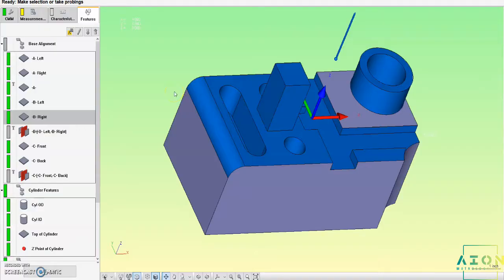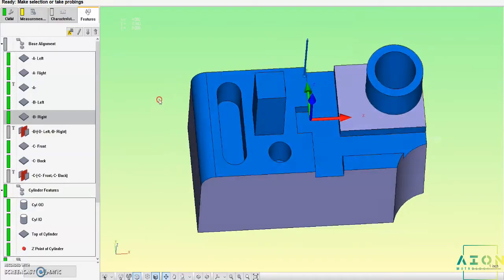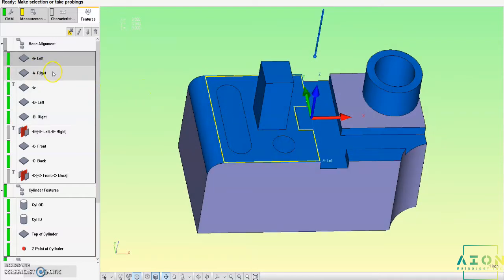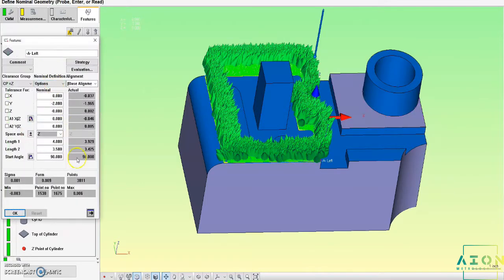Here in Calypso, we have the CAD model for my block. My top two surface sections are here, which I've named A left and A right. On the model, you can see the probe's travel path in yellow. I recall the points from both sections into one plane to make the overall surface.